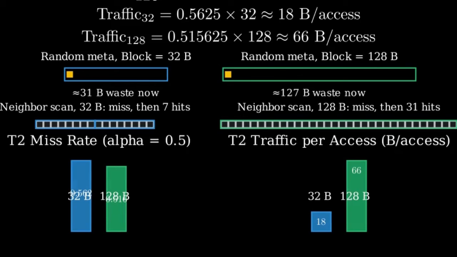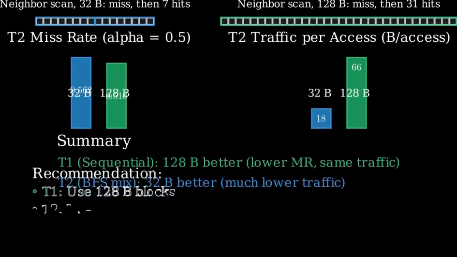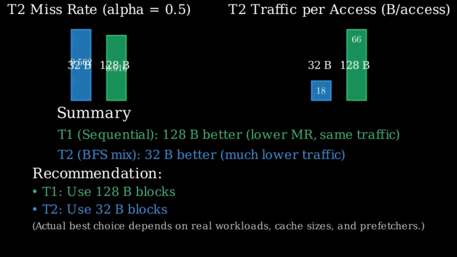Let's put it all together. For sequential media decode, larger blocks like 128 bytes reduce miss rate and keep bandwidth efficient because we use everything we fetch. For graph breadth first search, the random part dominates, so 32-byte blocks drastically reduce wasted bandwidth, even if the miss rate improvement with larger blocks looks small. Recommendation under these simple assumptions: choose 128 bytes for streaming decode and 32 bytes for graph BFS.